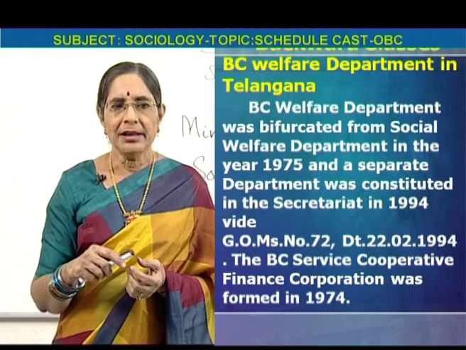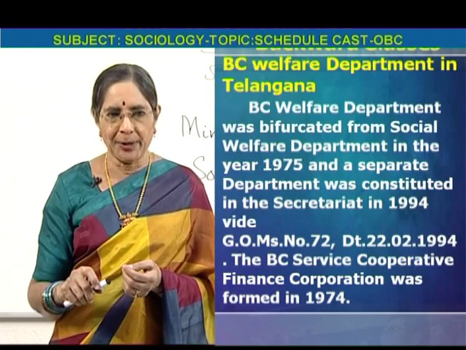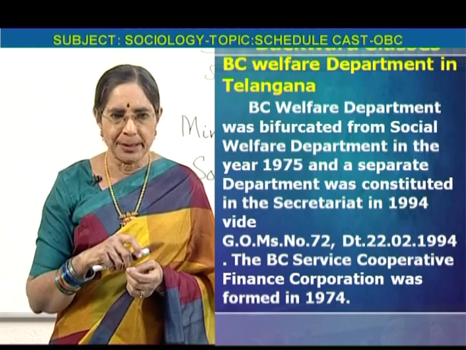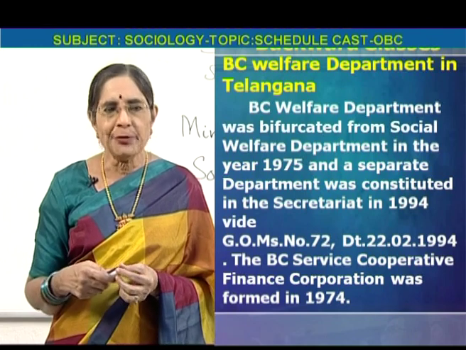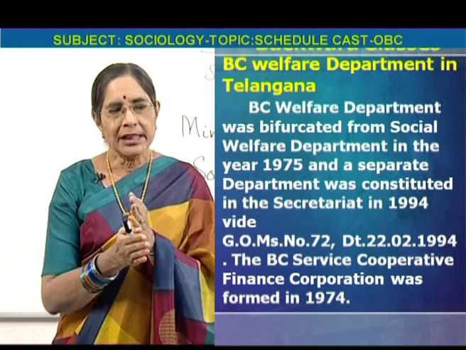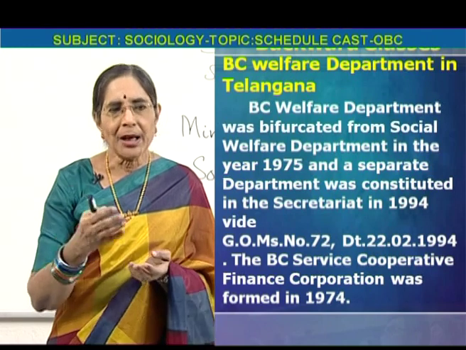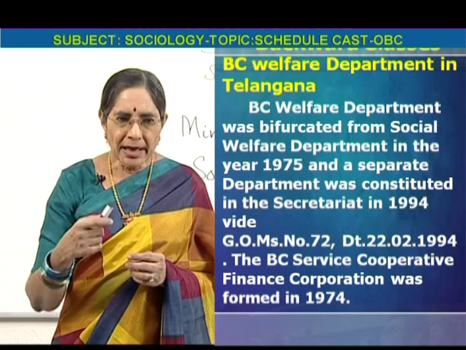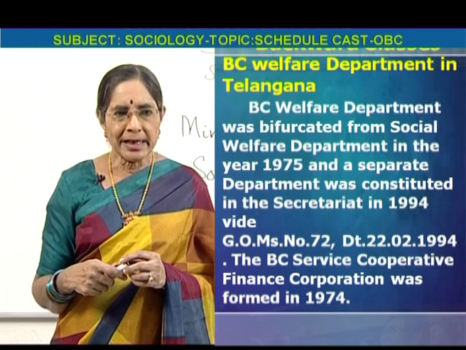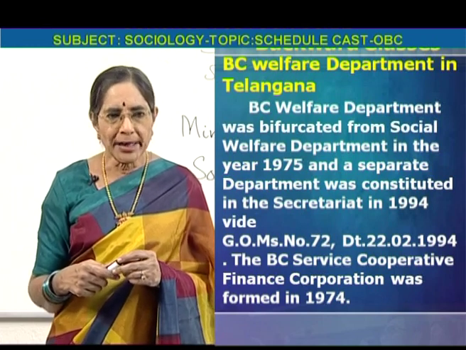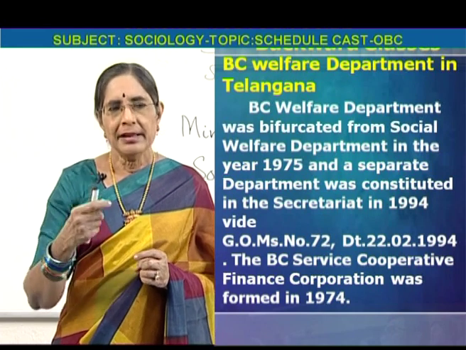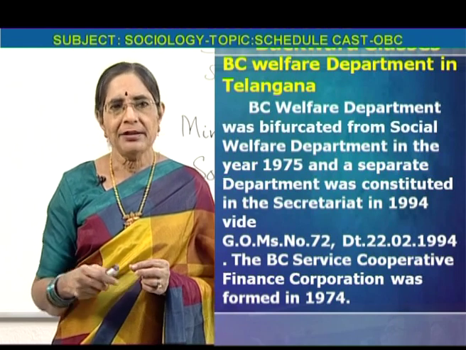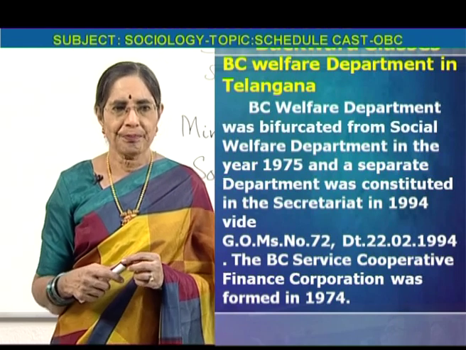We have the backward classes welfare department, which is a bifurcated department from the social welfare department. In the year 1975, the social welfare department was bifurcated and a separate department for backward classes was constituted. We also have the Backward Classes Service Cooperative Finance Corporation. This came into existence in the year 1975 and it is running till now.